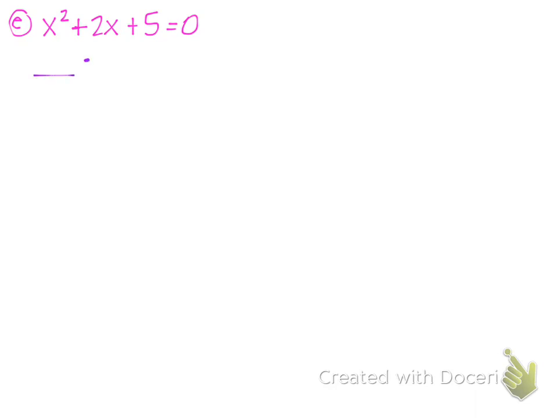So we have blank times blank is equal to a times c. A in this case is 1. So 1 times 5, which is 5. Then we have blank plus blank is equal to b. And b in this case is 2. So here's where we start running into some problems. No matter what factors 1 and 5 or 5 and 1 we put in our blanks, none of those are going to add to positive 2. So we're going, what's going on here? So we actually have something that's prime. It can't be factored.